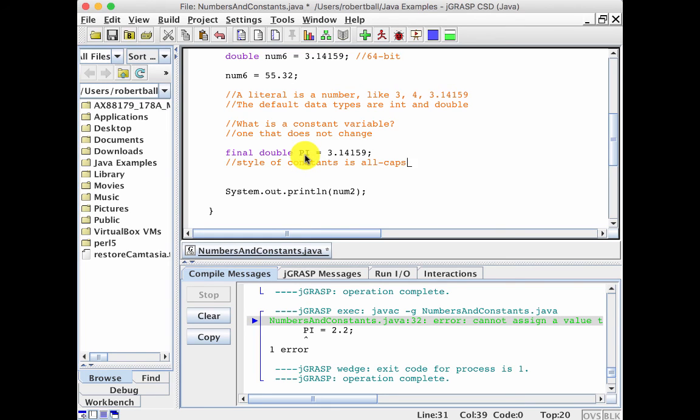Notice the P and the I are both capitalized. That's for the purpose of other people knowing exactly that this is a constant and it cannot change. It's style, so this could be all lowercase. It doesn't really matter. But so that other people, and even yourself, know, we capitalize pi with all caps because that's the way the style is. All right, that's it.